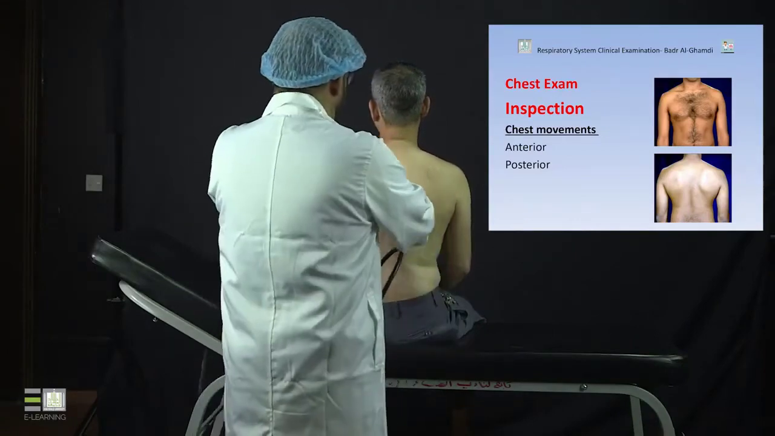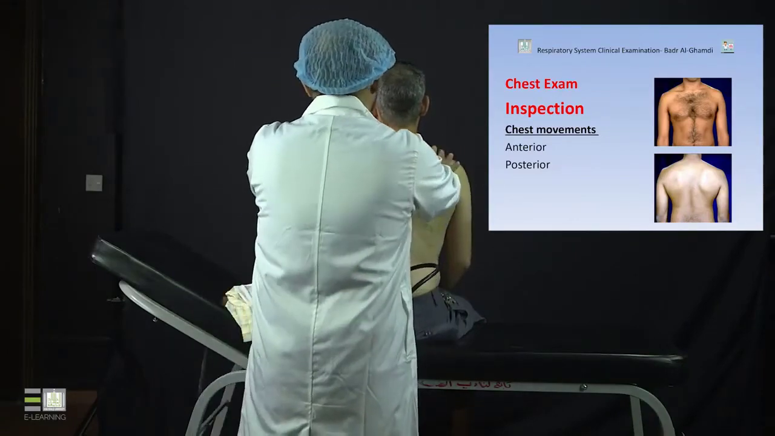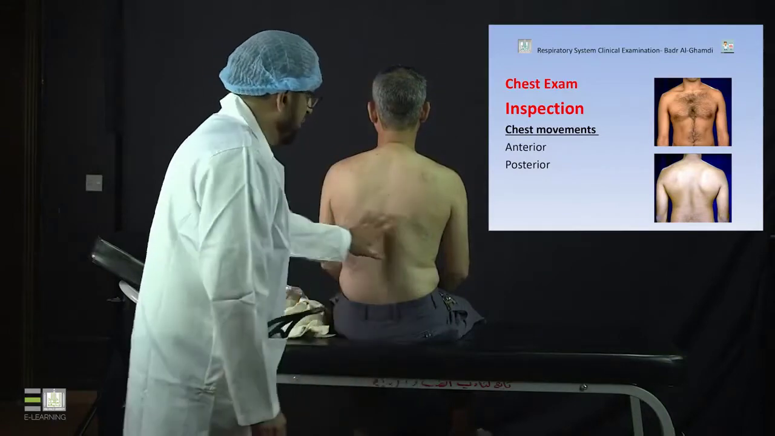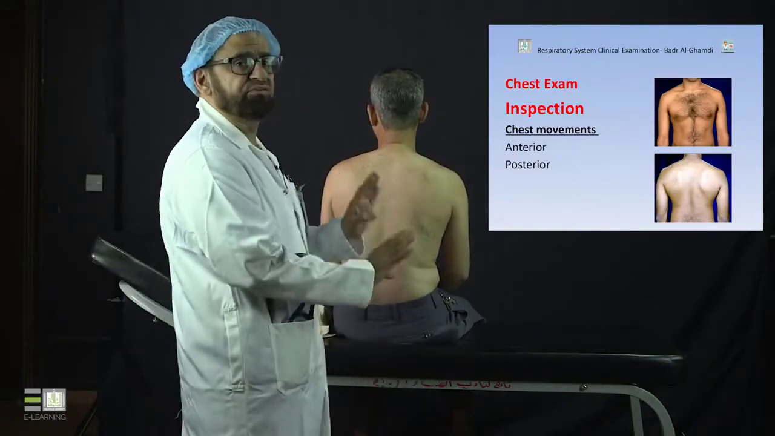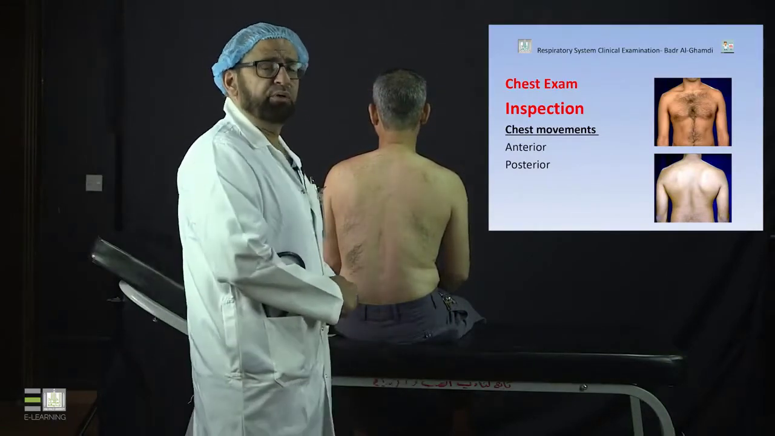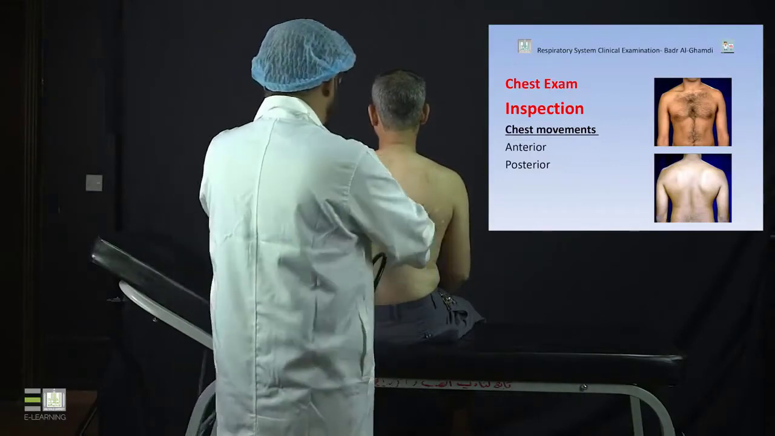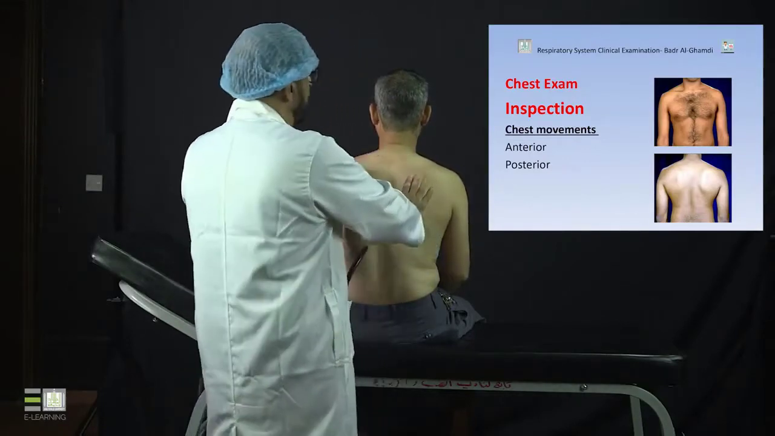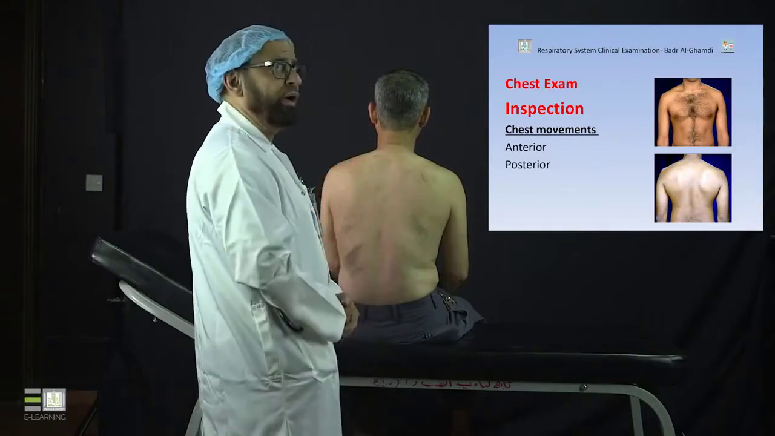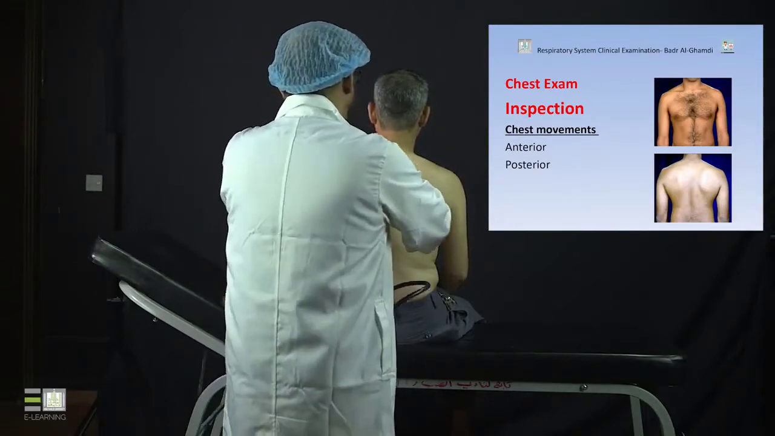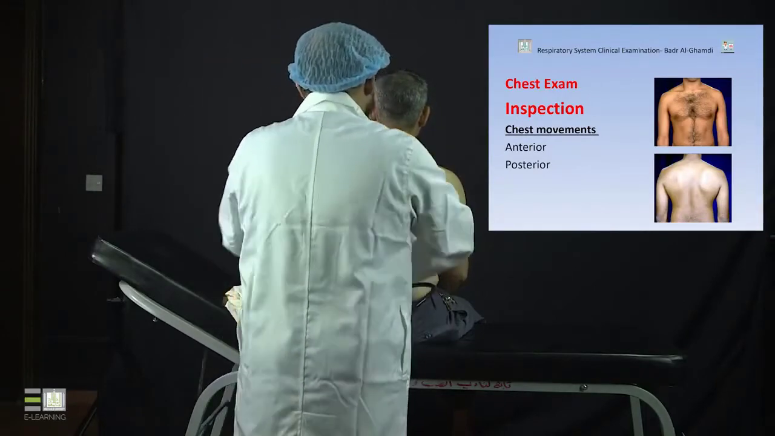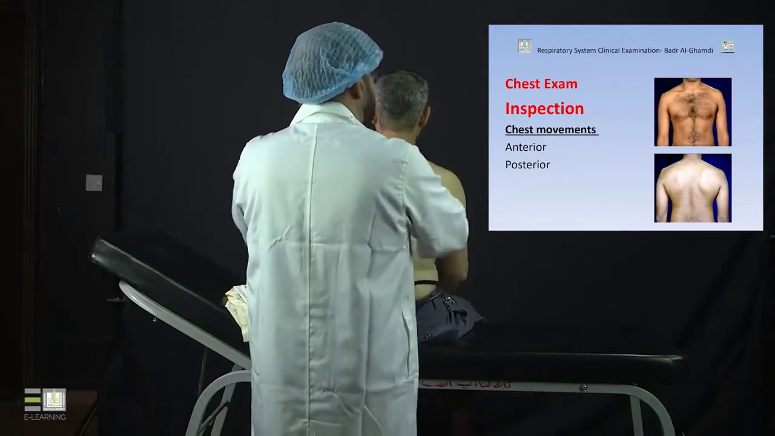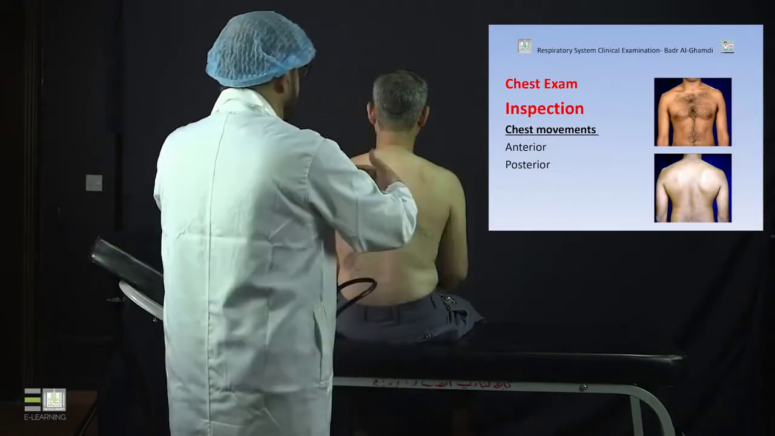Okay, so as the patient breathes, you look at the chest. You look at the chest wall and you see how the chest wall moves. Usually in normal people and normal condition, the chest wall will move in a symmetrical way, and both sides, the right and left, will move at the same time, symmetrically, and with the same magnitude and density.